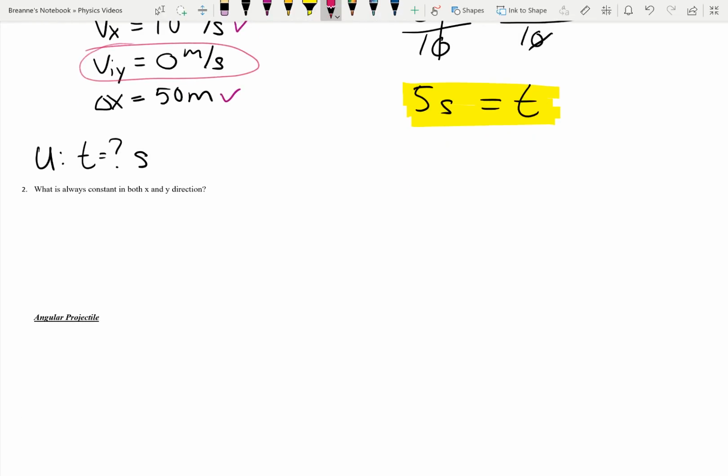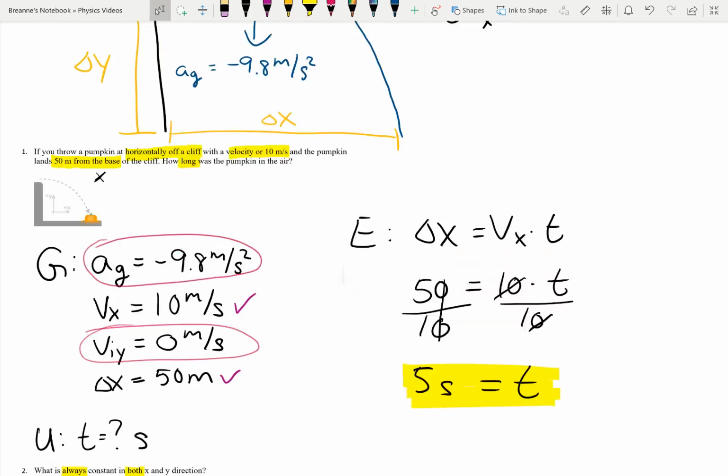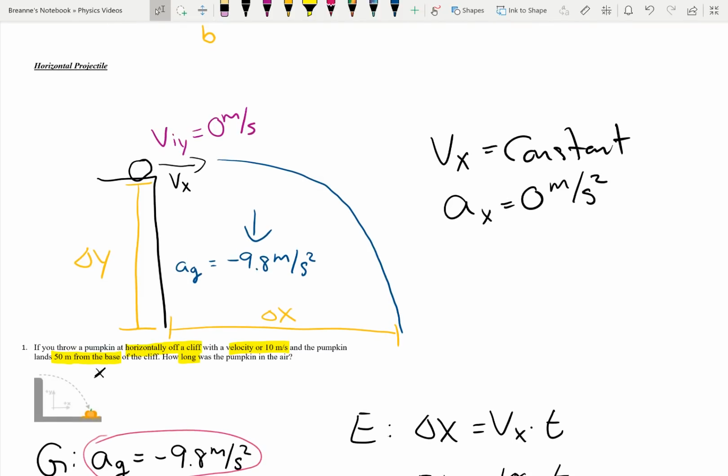So what is always constant in both the x and y direction? The key thing there is always constant in both. So let's go up here and see. We're looking at our Viy. That only stays 0 at the top. It starts increasing as it's going down, so that's not constant. Our Vx is constant, but that's velocity in the x, and we just said that our velocity in the y is not constant, so it's not velocity.